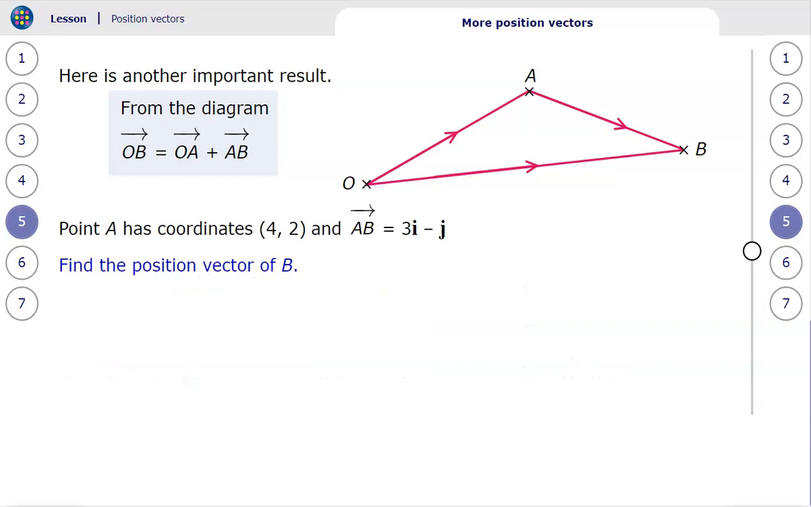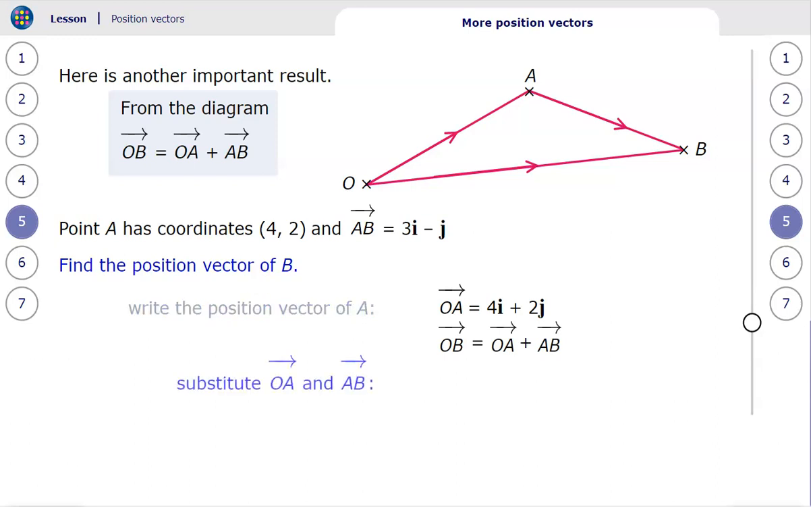Point A has coordinates 4, 2, and AB is the displacement vector 3i minus j. We want to find the position of B. Well, we can write the position vector of A as being 4i plus 2j. We know that OB is OA plus AB. We've got AB as a displacement vector, so all we have to do is substitute those in, expand the brackets, and collect the like terms. We now have the position vector of OB as being 7i plus j.